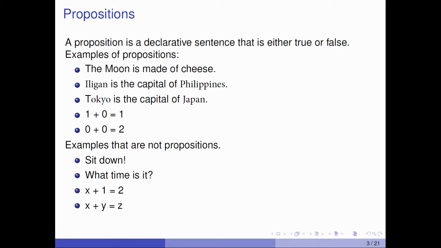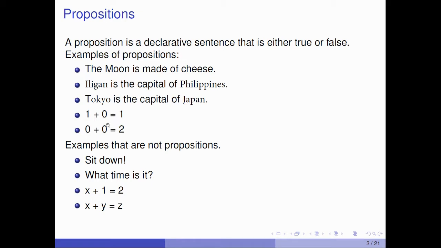A proposition is a declarative sentence that is either true or false. If your English lessons are fresh, a declarative sentence always ends with a period. It declares something, you state facts or opinions there. So for it to become a proposition, it should be either true or false. You have here some examples of propositions and some examples of not propositions.